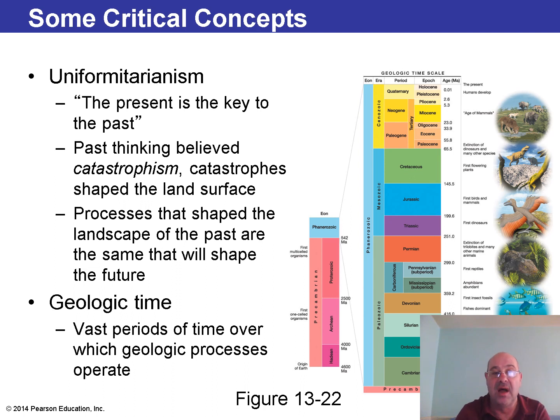So, uniformitarianism. The present is the key to the past. What we see today has happened before. Past thinking believed that catastrophism, or catastrophe, shaped the landscape. And that's because we had dinosaurs. Everybody knew, hey, meteorite, boom, off the Yucatan Peninsula, took out the dinosaurs. And then people started looking at other things. Trilobites, 2 billion years old, and disappeared. And then we've had other creatures come and go, the dodo bird, and so on and so forth.